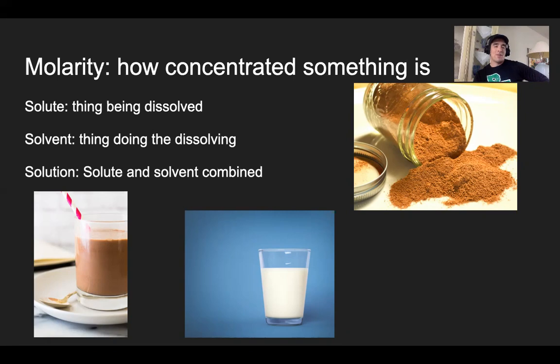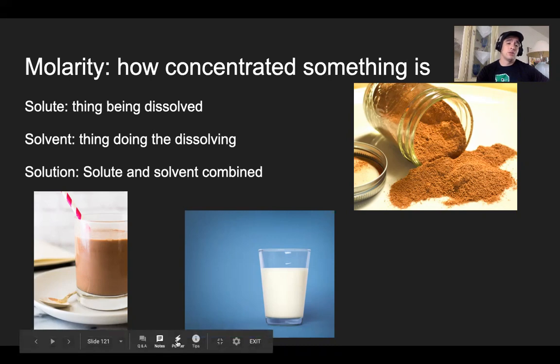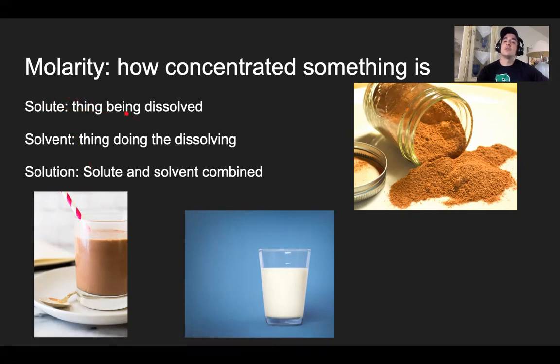So some vocab that we need to learn beforehand. Solute is going to be a thing being dissolved. So if we're talking, let's use the example of chocolate powder and milk. I'm sure most of y'all have tried this before. So the solute is a thing that's being dissolved. So in this instance, the solute is the chocolate powder because it is a solid that's going to be dissolved. The solvent is the thing doing the dissolving.